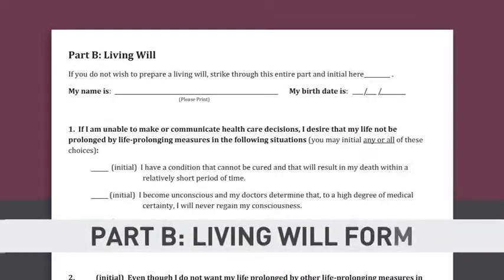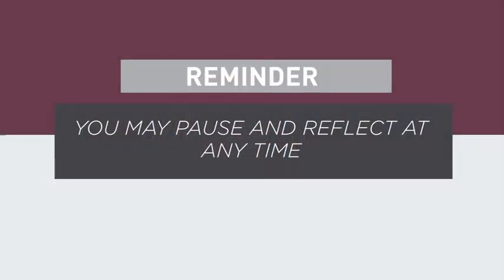Part B is a living will form. A living will is your opportunity to voice your wishes for the kind of medical treatment that you would want if you were unable to communicate. It is a document that your healthcare agent and your medical providers can use to guide their decisions. If at any point you have questions about this section, it's important to stop and talk to your healthcare provider and your agent about your concerns.